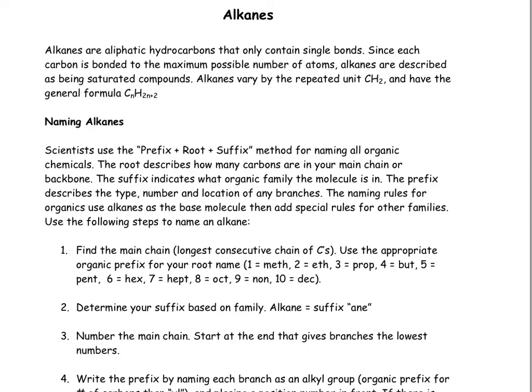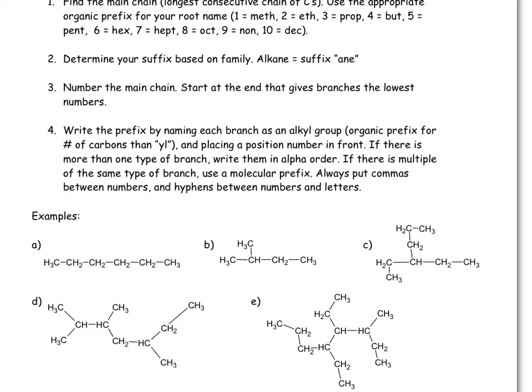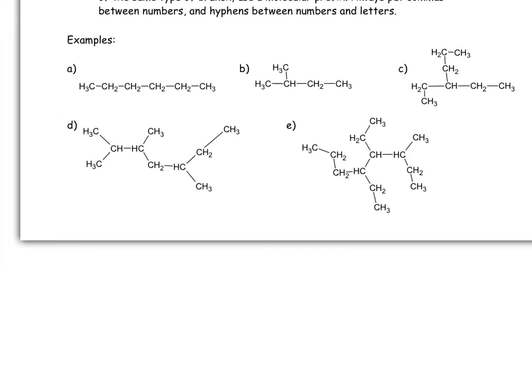Number 3, you number the main chain, and you start by the end that gives any branches the lowest possible number. And number 4, you write the prefix by naming each branch as an alkyl group. You use the organic prefix for how many carbons you have, and you add a YL. That signifies that it's a side chain. And you put a position number in front of it. What carbon is it attached to? If there is more than one type of branch, you write the branches in alphabetical order in the name. If there are multiple of the same type of branch, you use a molecular prefix, like mono, di, tri, tetra, in order to indicate how many you have. And finally, formatting. You always put commas between numbers, and you put hyphens between numbers and letters. Now there's a lot of rules there, so let's do some examples.